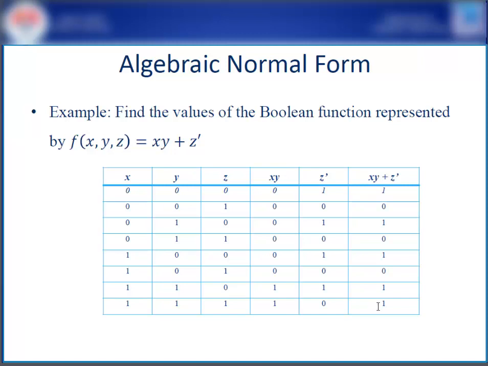So, the corresponding truth table representation of the Boolean function given by the algebraic normal form xy plus z prime is these values of 1, 0, 1, 0, 1, 0, 1, 1. This is the truth table of the given Boolean function. So, as we can see from this example, calculating the truth table from a given algebraic normal form is very easy. Let us consider how to calculate the algebraic normal form if only the truth table of a function is given.